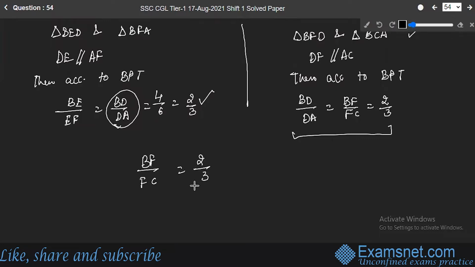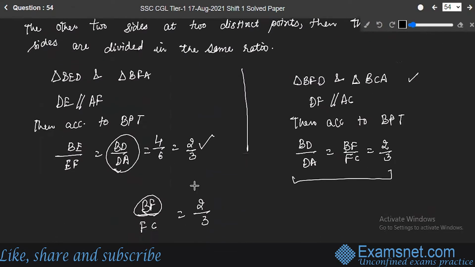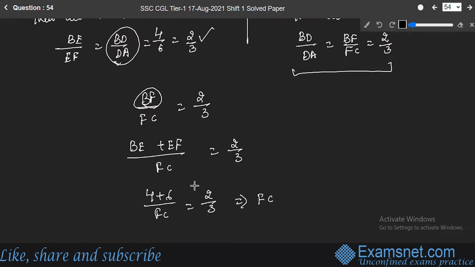What is BF equal to? BF is equal to BE plus EF. Let's write down. So BE plus EF upon FC is equal to 2 upon 3. BE was 4, EF 6. FC we need to find out. I think now you're done. Solving this, you will get FC is equal to 30 upon 2, or 15 centimeters.